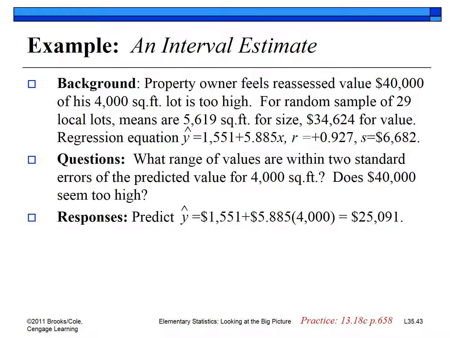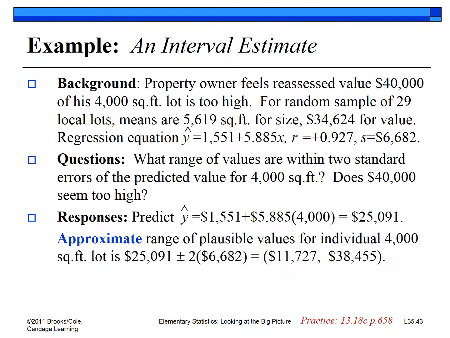The standard error for this typical residual size is S. So we're going to add and subtract roughly 2 of those. Again, this is approximate. The sample size is close to our cutoff for using 2. But if you go up and down by 2 of those standard errors, we get a prediction interval of 11,727 to 38,455. Notice that 40,000 is not in there.